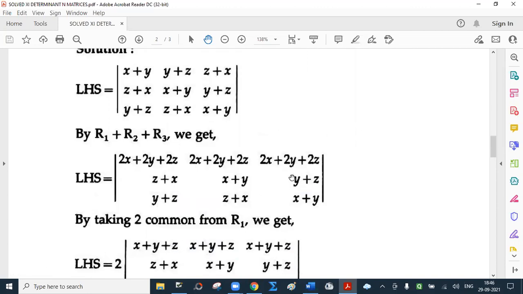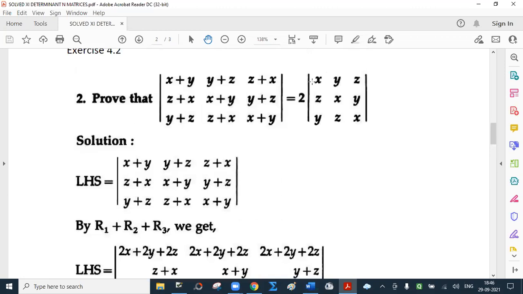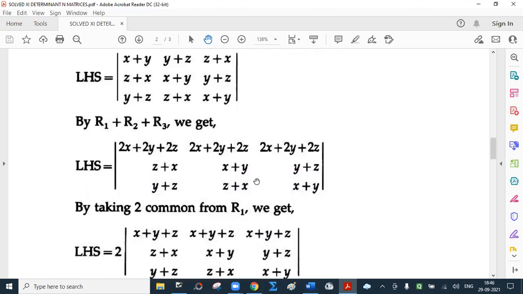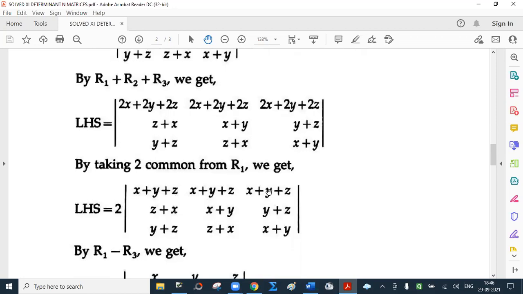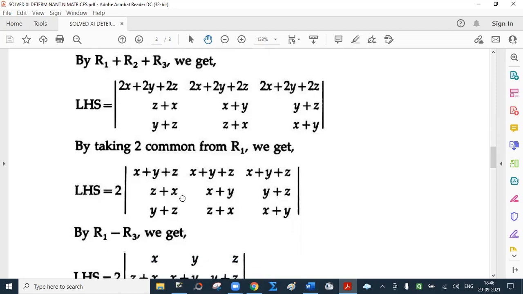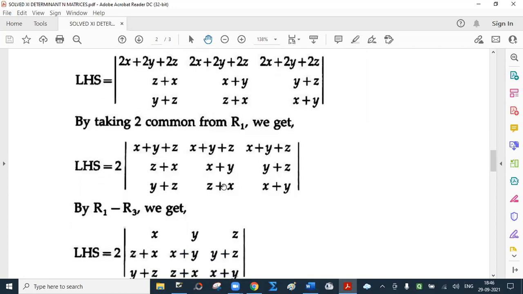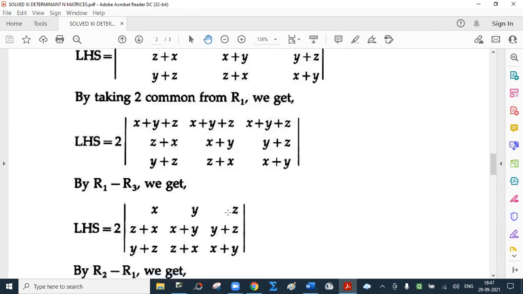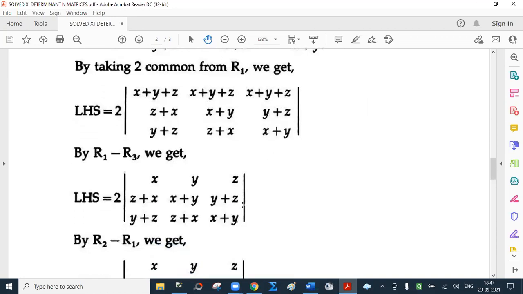Now use common sense. In the first row, in the required determinant, we need x, y, z. Here x, here y, here z. This means you have to use R1 minus R3. See, from x plus y plus z, if you subtract y plus z, you get x. From x plus y plus z, if you subtract z plus x, you get y. And from x plus y plus z, if you subtract x plus y, you get z. Yes, this is the required first row.